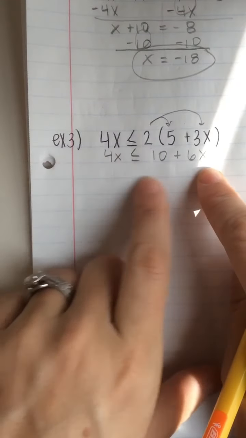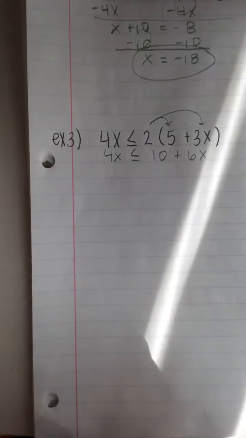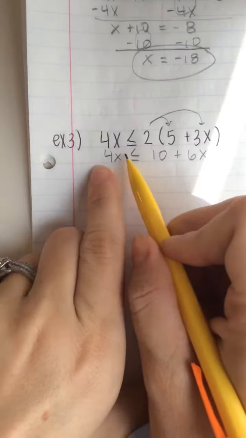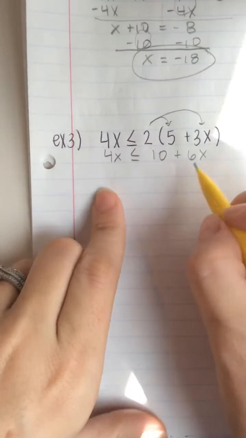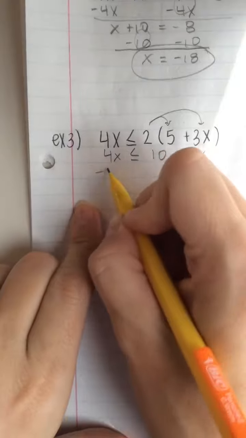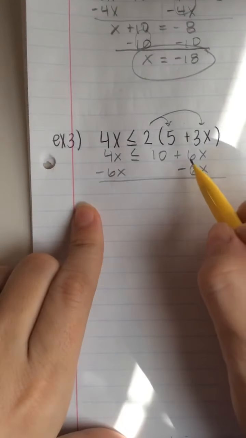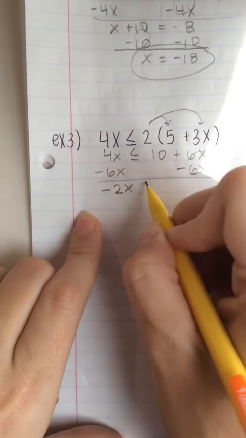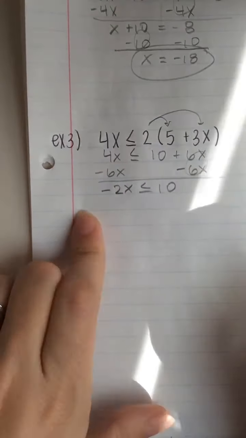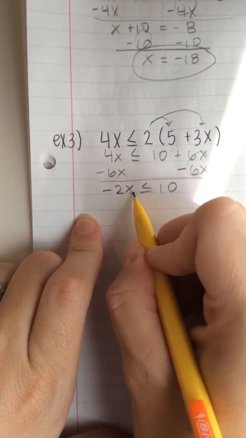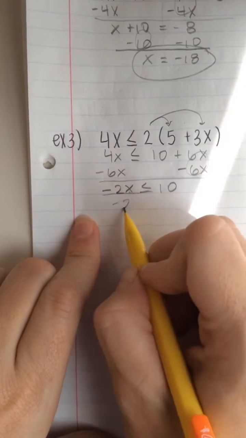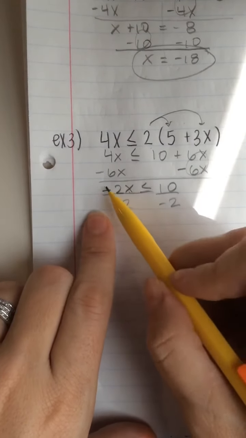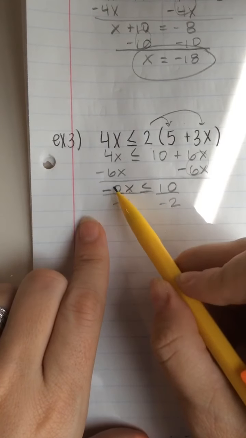It doesn't matter whether you bring your 4x over or your 6x over. Most of you would probably find it easier to take your 6x over since this 4x is alone on the left side. So I would subtract 6x from both sides. 4x minus 6x gives us a negative 2x is less than or equal to 10. To cancel out this negative 2 that's multiplied by my x, we're going to divide by a negative 2. Okay? This negative 2 divided by a negative 2, negative divided by a negative makes a positive. 2 divided by 2 is a 1.